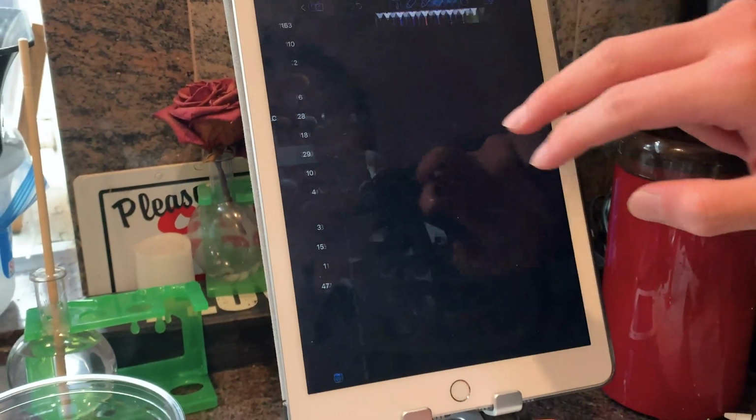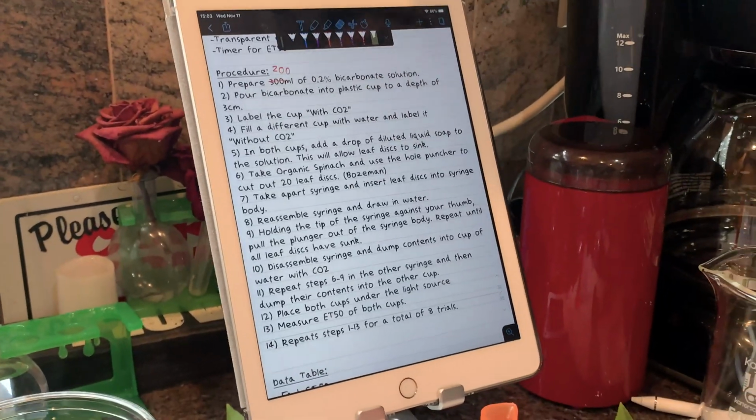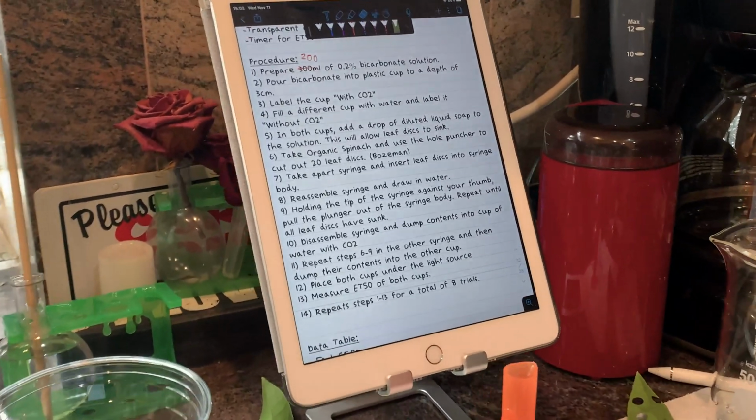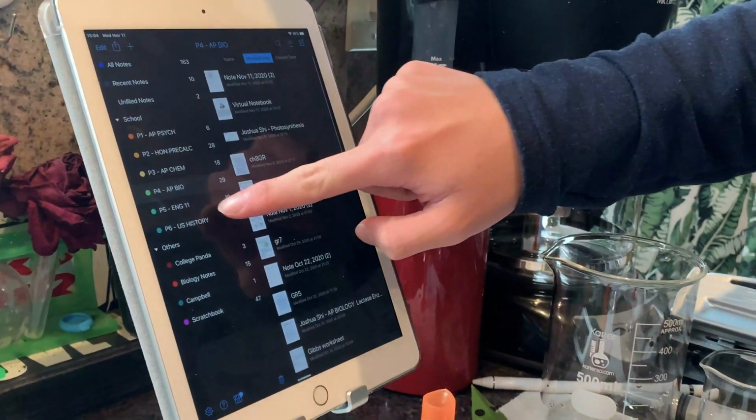So our procedure is first to prepare 200 milliliters of 0.2 molar bicarbonate solution. So bicarbonate, we get that in baking soda. So I did the calculations for it using stoichiometry.